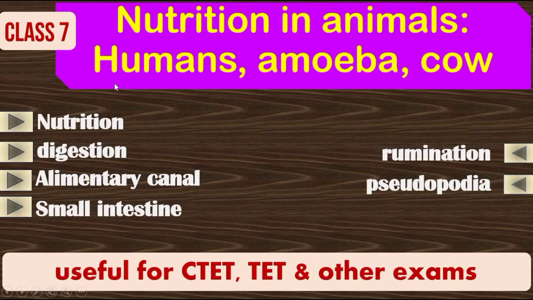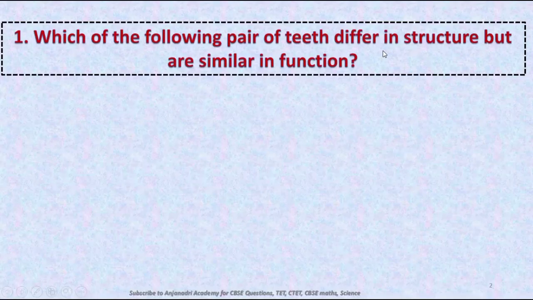In this video, I am back with a new video covering MCQs of chapter 2 of class 7, Nutrition in Animals, mainly covering the nutrition in humans, cow and amoeba. So let us see the various types of MCQs in this chapter. Let us see the first question.